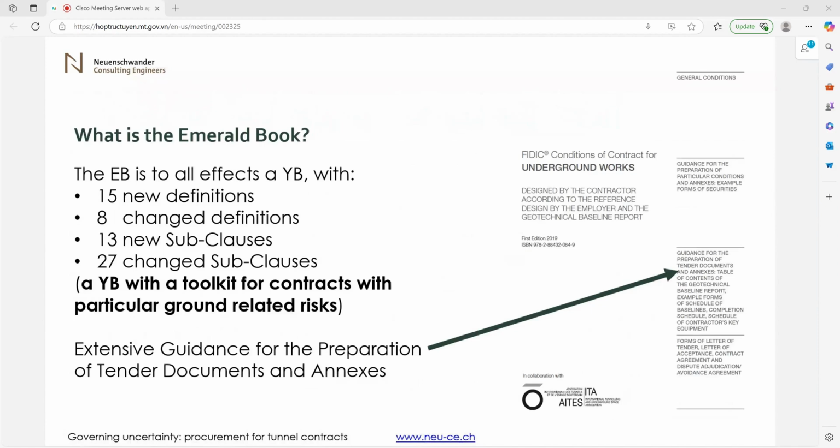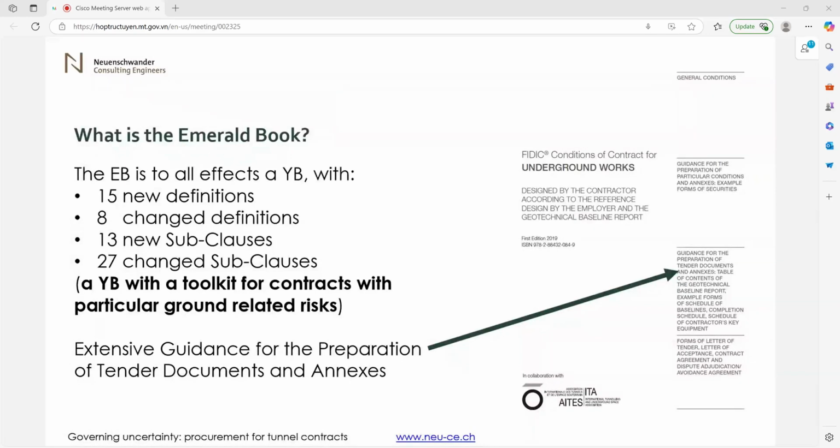Now, what is the Emerald Book? The Emerald Book is a standard FIDIC book. It's actually a yellow book with a toolkit for contracts with particular ground-related risks. That's all we did. We just took a yellow book and we added a few tools to provide for whatever goes with ground-related risks. So it's easy to use. If you go by FIDIC, the Emerald Book is a good idea to use. If you go by other standards, you may just take the important portions that we've used in the Emerald Book and transfer them.